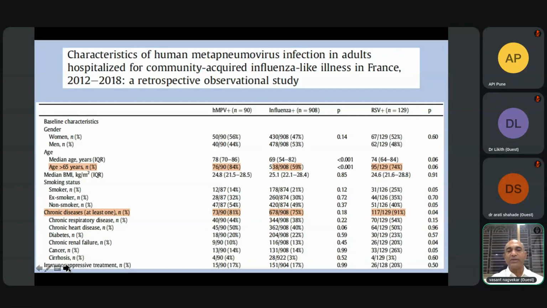And what is more important is that at least one chronic disease with age above 65 was predominantly seen more in respiratory syncytial virus and human metapneumovirus compared to influenza viruses. So if you see 65 and above, one of the chronic illnesses is one of the major risk factors for respiratory syncytial virus and human metapneumovirus compared to influenza A. So this is one very important differentiation between influenza A and human metapneumovirus and respiratory syncytial virus.